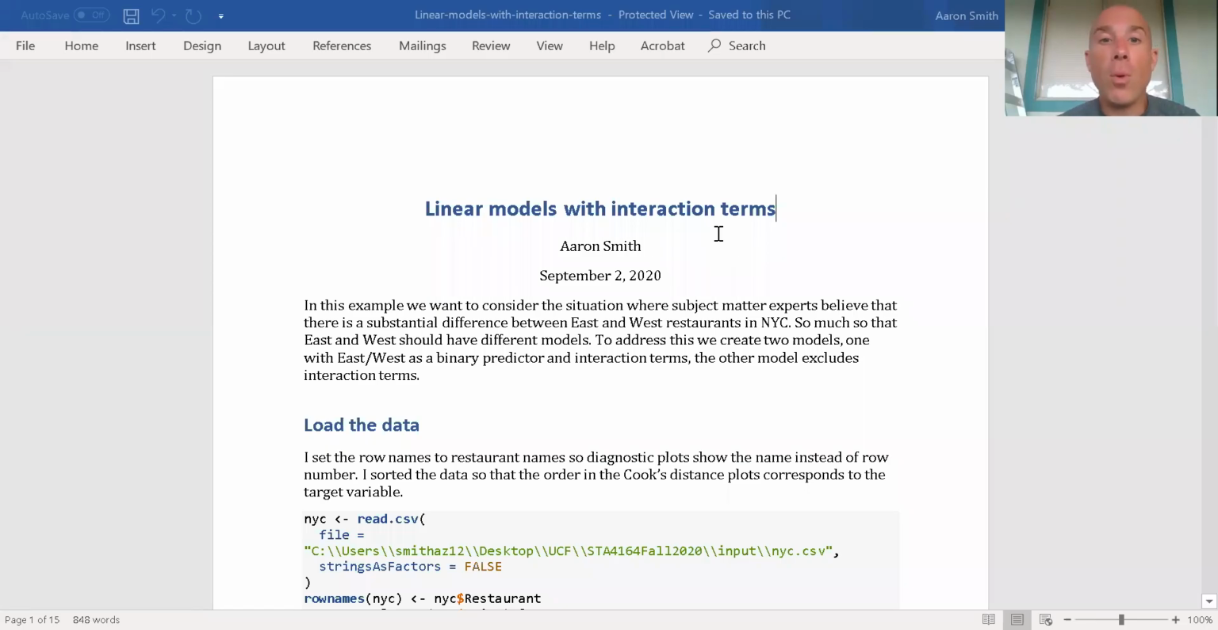Hi, in this video, we want to take a look at interaction terms in linear regression. The idea of interaction terms is that I have a predictor, I have another predictor, and then I multiply them together to get the interaction term.